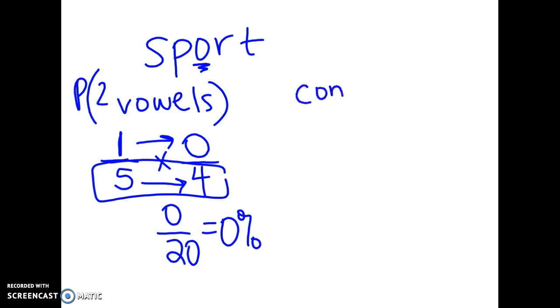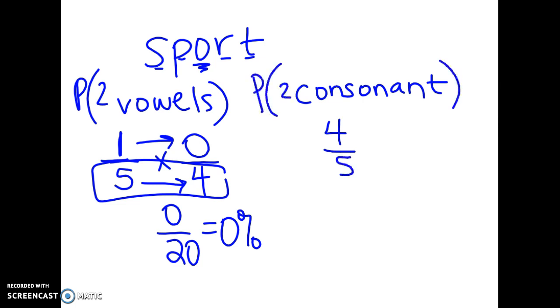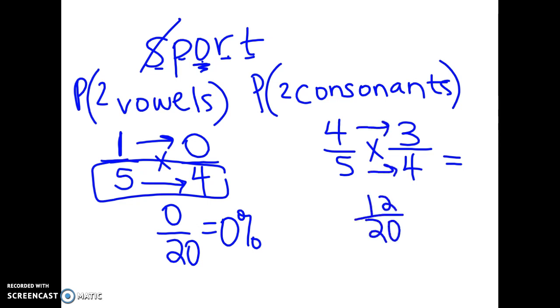If I wanted to pick out a consonant, a consonant is anything that's not a vowel. So that's 1, 2, 3, 4 out of 5. And for the probability of picking out 2 consonants without replacing, you had a 4 out of 5 chance. I've kept that card out, so there's only 4 left, and I used one of those consonants, so now I only have 3 consonants left. Then you multiply straight across, you get 12 out of 20, which you can divide by 4 to simplify, and you'll get 3 out of 5, which is 60%. These are both dependent events.